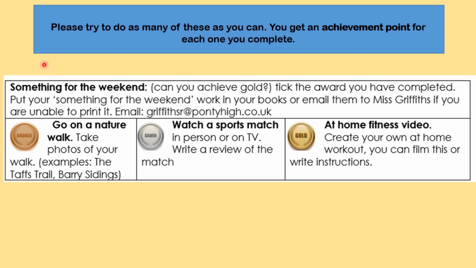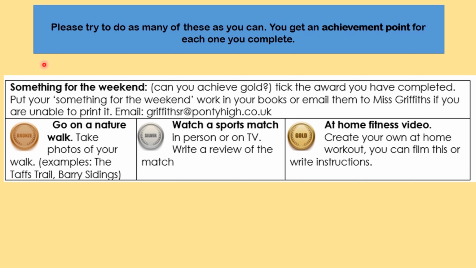For Silver Award, watch a sports match in person or on TV and write a review of the match. When you are writing a review, you are writing your opinion. So what things were good, what things were bad, what things could be improved, and what could you change.